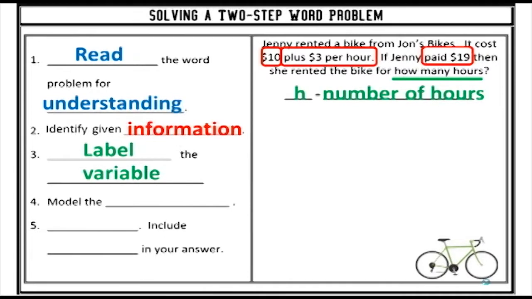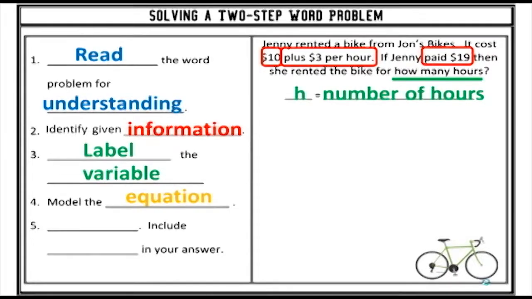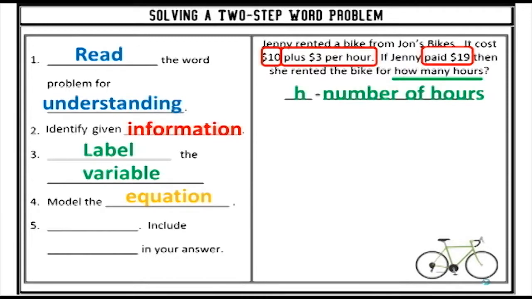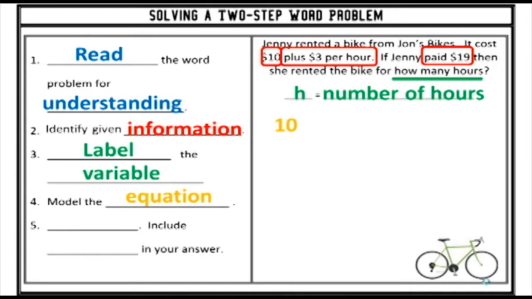I have a variable to represent it in my equation, so now I can start modeling the equation. I have $10 plus $3 per hour. Well, the $10 is just kind of by itself. It's being added on. We're just putting it together. Plus $3 per hour. Well, I know it's $3.